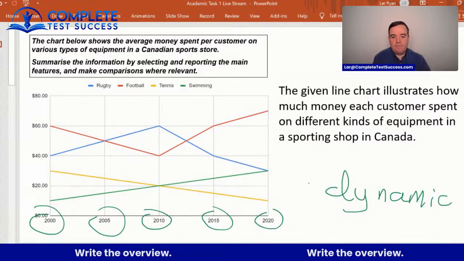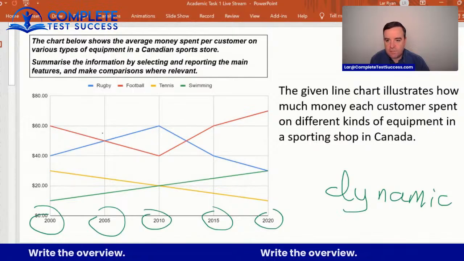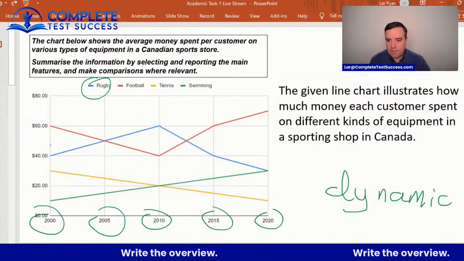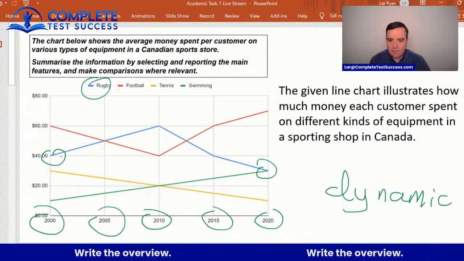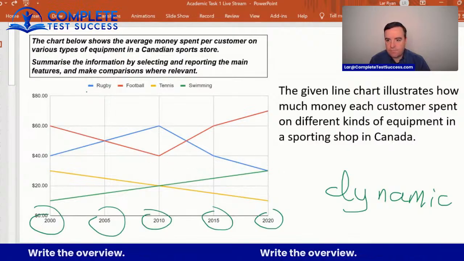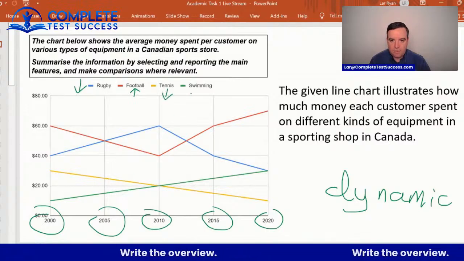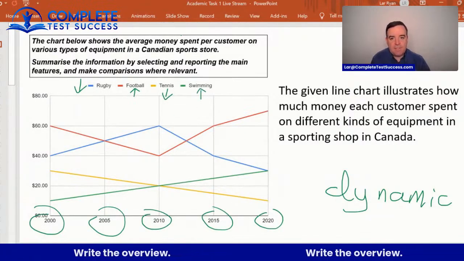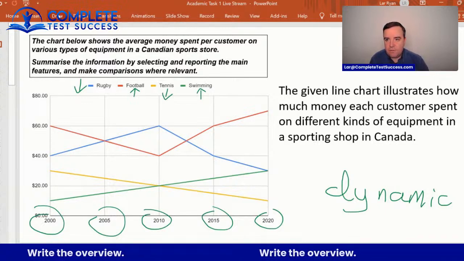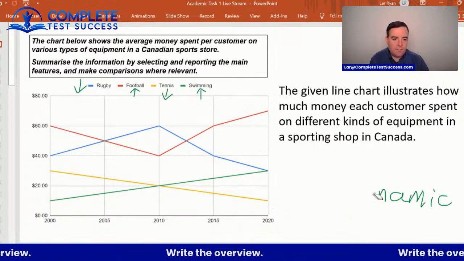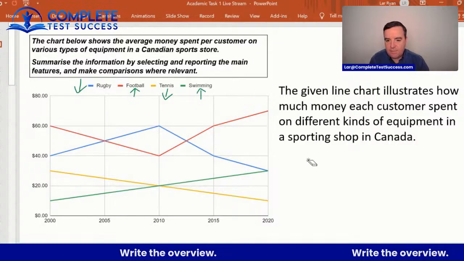And simple as this, whenever it's dynamic, the easiest thing to do is talk about which ones increased and which ones decreased. So if we look at the first one here, rugby, it went up and then it went down. Don't worry too much about that. Just compare the start with the end. So overall, we can call that a decrease. Okay. Football was an increase, tennis was a decrease, and swimming was an increase. Now, for every dynamic chart, that's going to be the easiest thing to do. So if you just mention those things first, and then if it's a bit too short, we might add something extra.